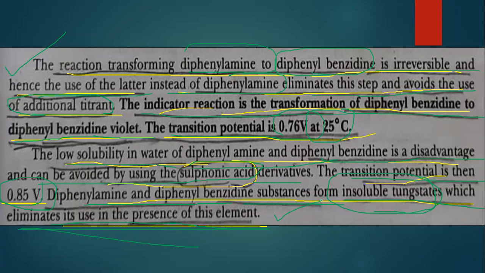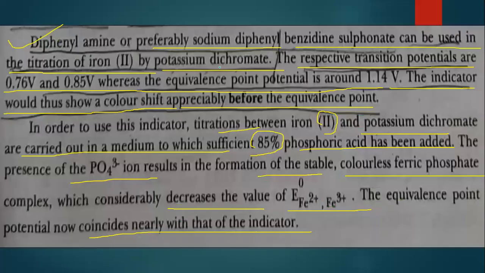Whatever you understand, if you are able to write down a few sentences about this indicator, that is more than enough for the examination. No need to write all the matter which is given in your textbook. But at least you should write down 5 to 10 sentences about this indicator.